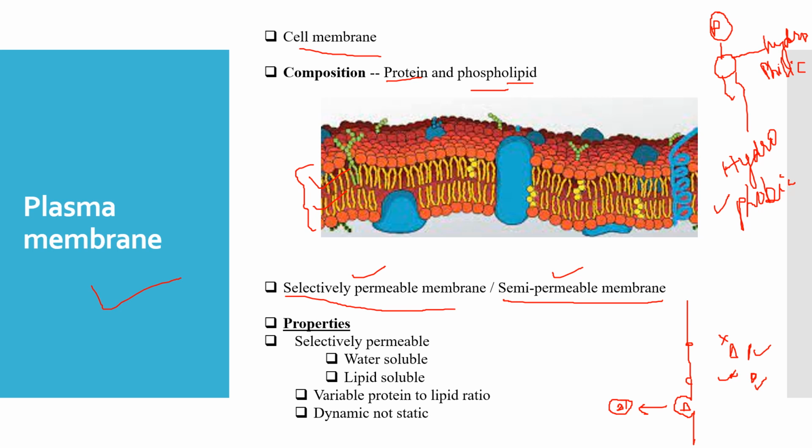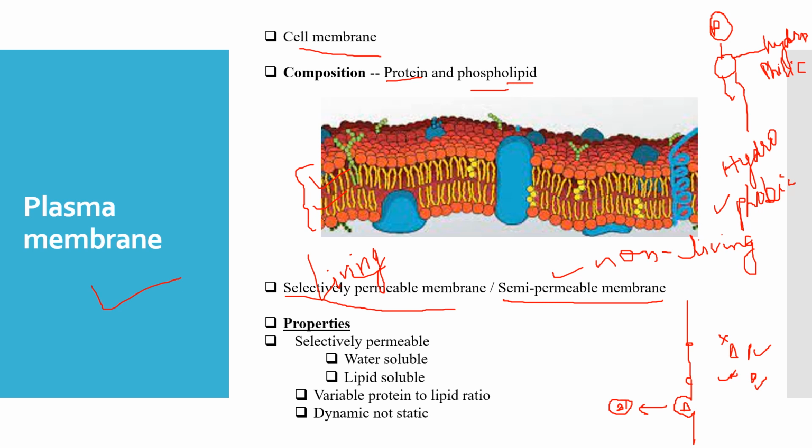So we use the selectively permeable terminology when the plasma membrane or cell is part of a living system. If the cell is part of a living system, then we use the terminology selectively permeable membrane. But if the cell is not part of a living system, then we use the terminology semi-permeable membrane, because at that time the cell is not part of a living system, so anything can be taken in, whether beneficial, non-beneficial, or you can say harmful.